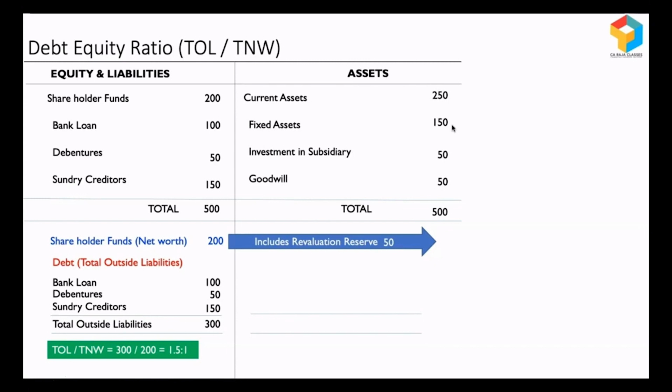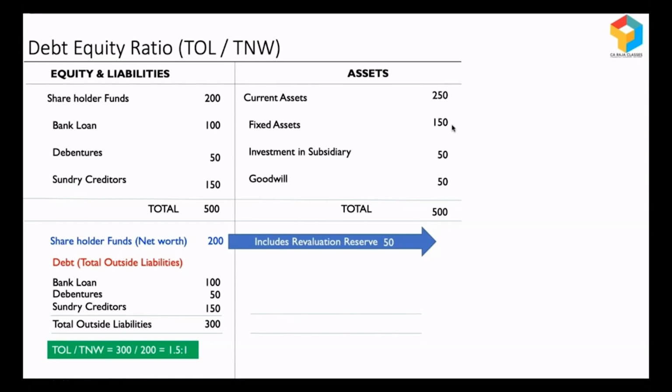Okay, so now try to visualize. On the fixed assets, the original value is 100 plus 50, so it is 150. So that additional 50 is also kept on the left hand side under shareholder funds with the heading revaluation reserve. Okay, but that money was not at all realized. Because of that reason, bankers adopt a very conservative approach. They will ignore that 50 million. They will ignore revaluation reserve. So that's what we are also going to do now.